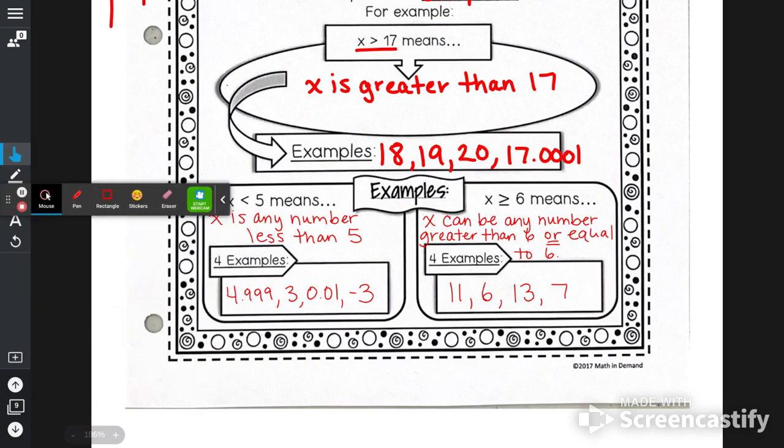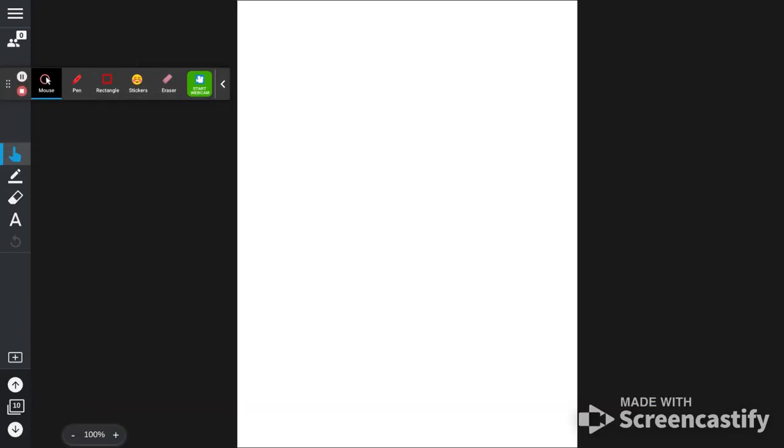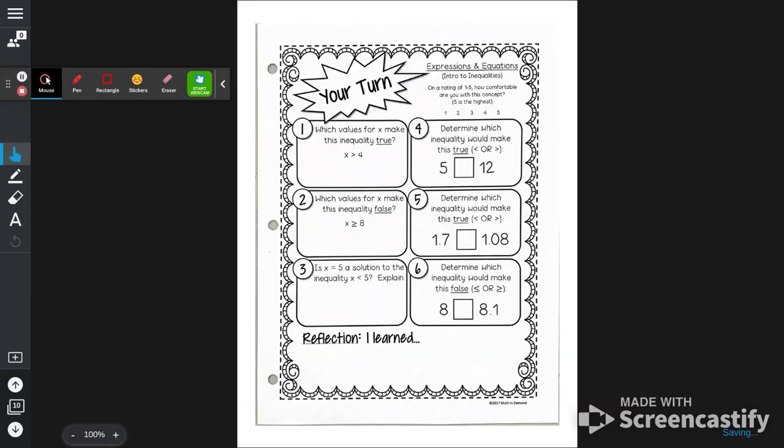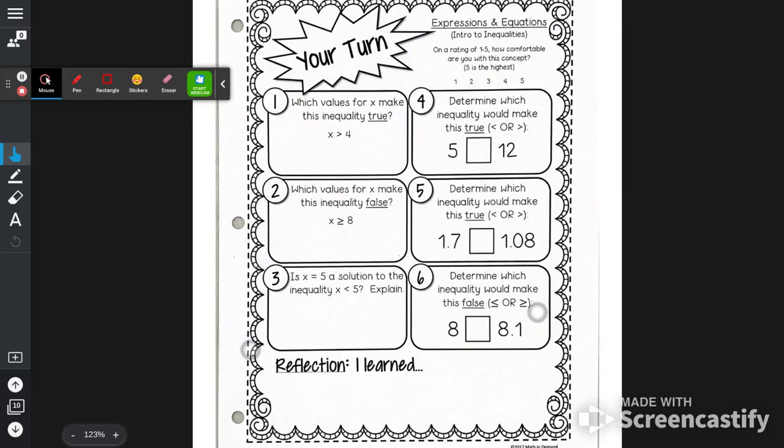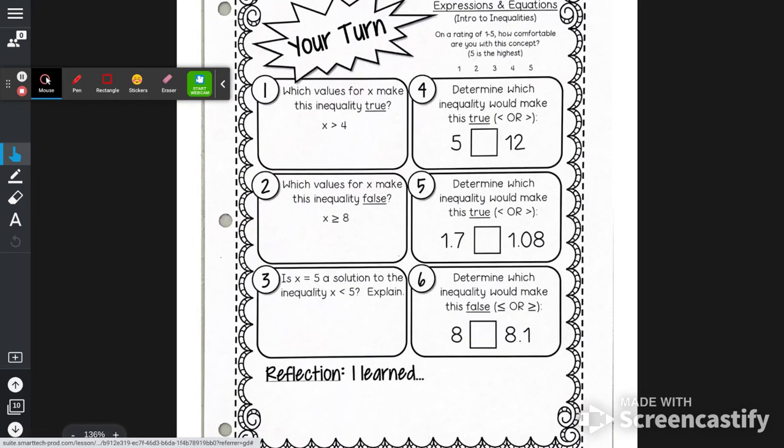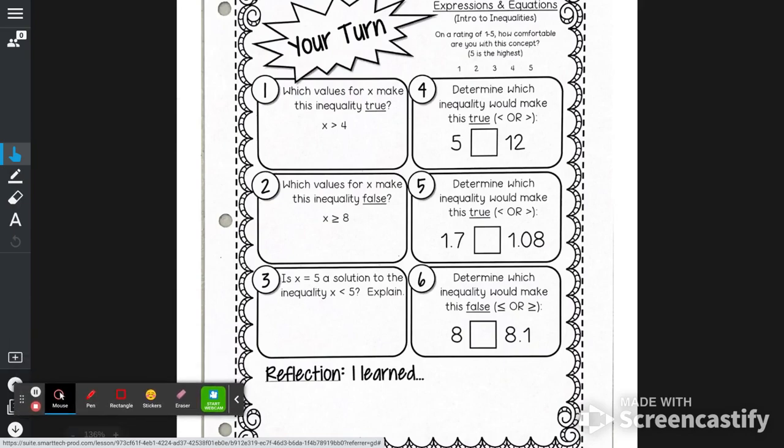Now going to our next page. Let's look at a couple of these real quick. Okay. Let's look at number 1. Which values for X make this inequality true? What values can I put in here for X that would make this inequality true? What could X be equal to?